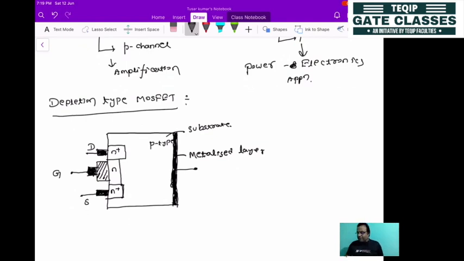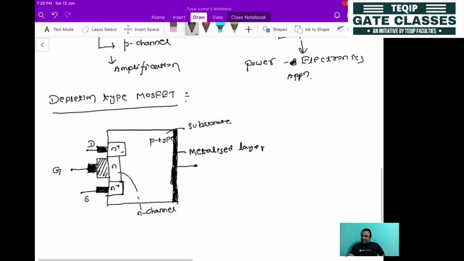Till now I have not said whether it is a P channel or N channel. Now we'll see why it is called N channel or P channel. Look here: between the N plus type materials, one N material is connected, so this forms the channel, where the charge carriers will move. As the channel is formed of N type material, it is named N channel. So this is an N channel depletion type MOSFET.